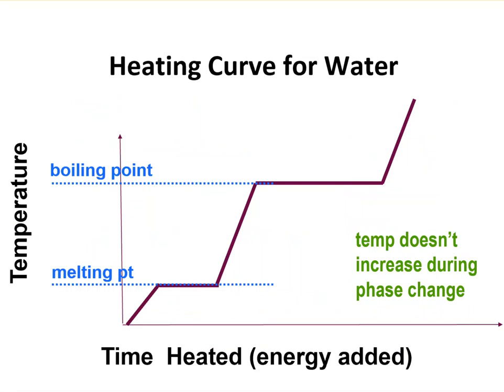Let's look at a heating curve. So the main thing you need to get from this is that during a phase change, temperature does not change. In other words, on this bottom, what I'm doing is I'm adding heat. So I'm adding heat to the substance, and you may think right away, well, it's going to warm up the whole time I'm adding heat. Well, that's true if there isn't a phase change happening. But if there is a phase change happening, the temperature will flatten out.